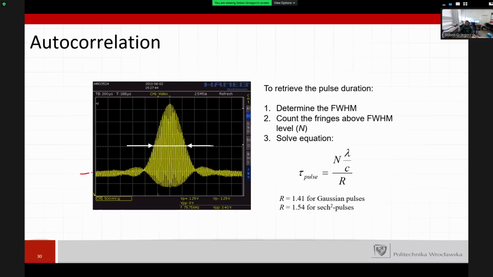The rule of the autocorrelation is that we have some kind of offset here, and the intensity proportion is 8:1. So we have 8 times more signal here than here. So here we have 8. You should have 8 in the ideal case, and here we should have 1. And from this image, you can retrieve the width of the pulse, because we can measure the width of this autocorrelation.